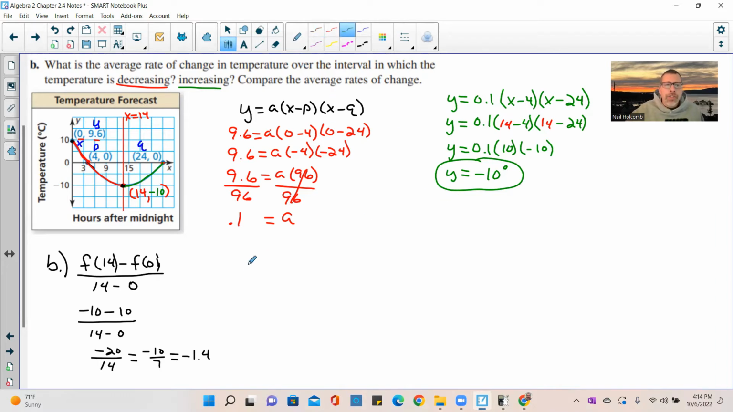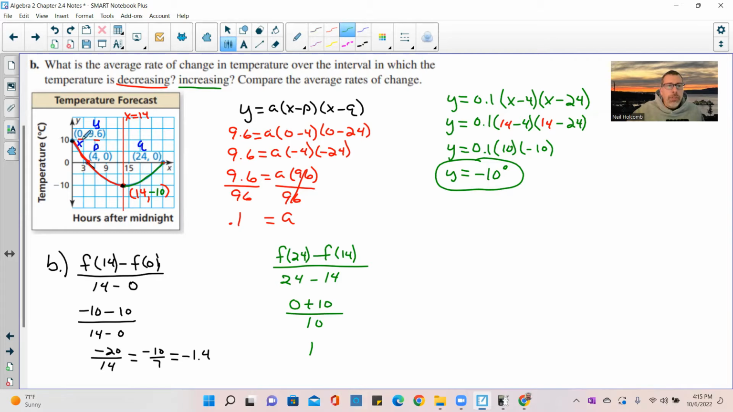Now we're going to do the same for the other side. So now we're going to take f of 14, now we're going all the way out to this point right here, which is 24. So it's f of 24 minus f of 14 over 24 minus 14. The y value at 24 minus the y value at 14, divided by the x value minus the x value. So f of 24 is 0. f of 14 is minus a negative 10, which is plus 10, over 24 minus 14, which is 10. And I get 10 over 10, which is 1.